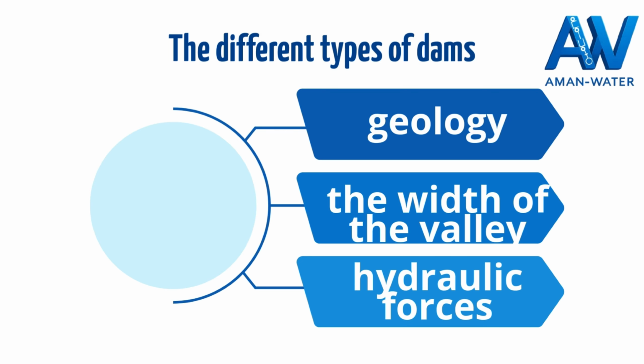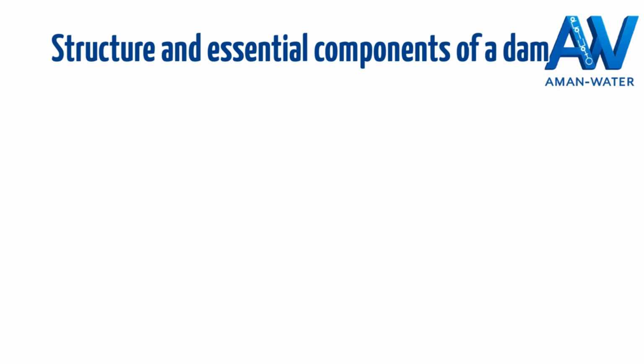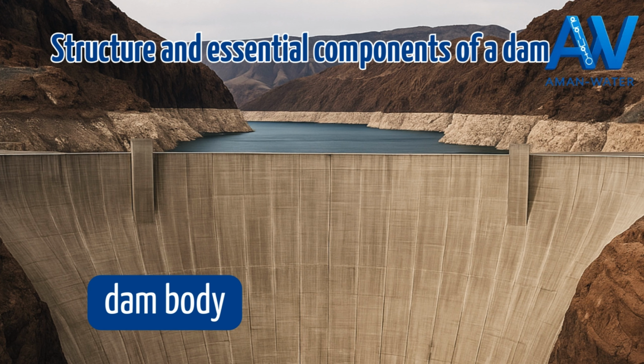Now that we understand why dam shapes vary so much, it's time to enter the structure itself. What is inside a dam? And what are all these elements for? To understand how a dam actually works, we have to look at what it contains. The first element is the dam body. It is what holds the water, resists the pressure, and transmits forces to the ground.